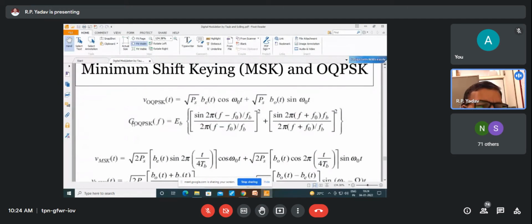Here G stands for power spectral density, of offset QPSK in the frequency domain, and this E_B is your bit energy, and look here, sinc of 2 pi (f minus f0) upon fb. So this f0 is your carrier. So the kind of spectrum that you are transmitting, or the kind of modulated signal you have for a QPSK system, is something like this. Now, this is the original statement.